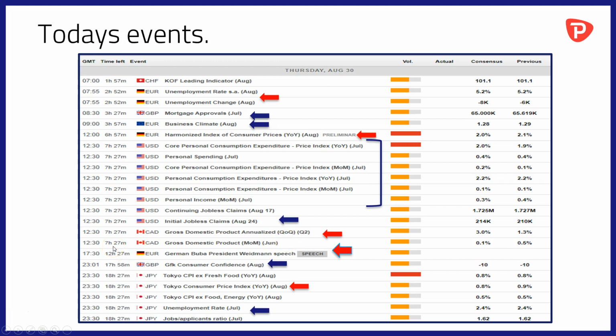And then we take a break till 17:30 when German Bundesbank President Jens Weidmann will be giving a speech. Mr. Weidmann, of course, has been somewhat sidelined in his quest to take over the ECB chair from Mario Draghi, but nonetheless it will still be interesting to hear what he's got to say. There's a break then until 23:01 in fact, before we have the GfK consumer confidence data out of the UK for the month of August. And then we have Tokyo CPI and unemployment data out of Japan at 23:30 GMT to conclude proceedings.